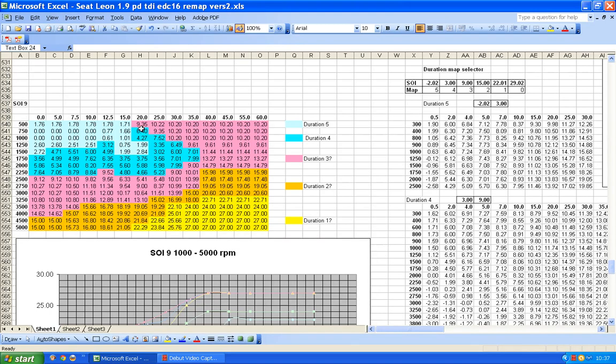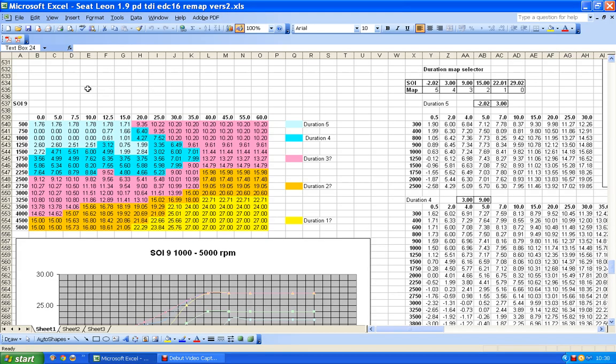If you watched the previous video based on the Leon 1.9 PD TDI EDC16 and you looked at the video about duration, you will have seen that it is fairly complicated. If you want to do some kind of remapping or changes to duration, what you can or can't do depends an awful lot on the file that you're looking at. Now what I'm going to do here is start to look at start of injection.